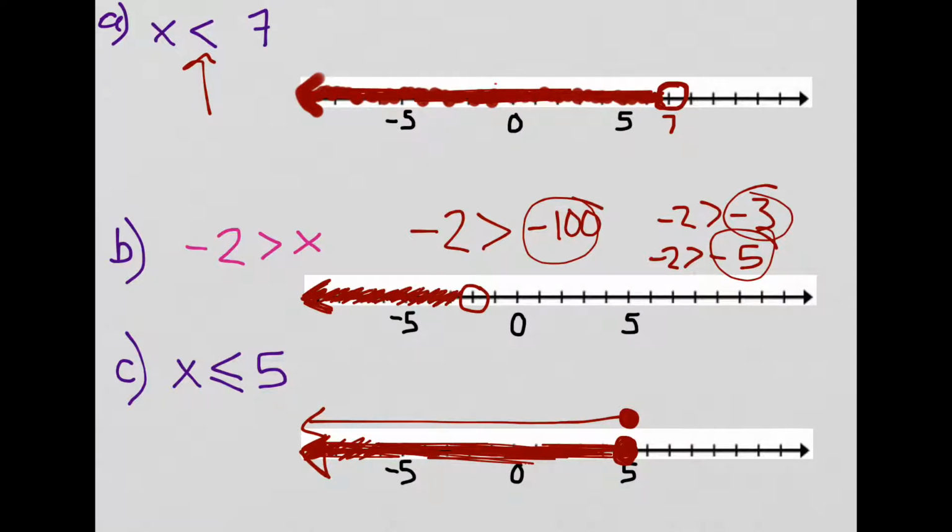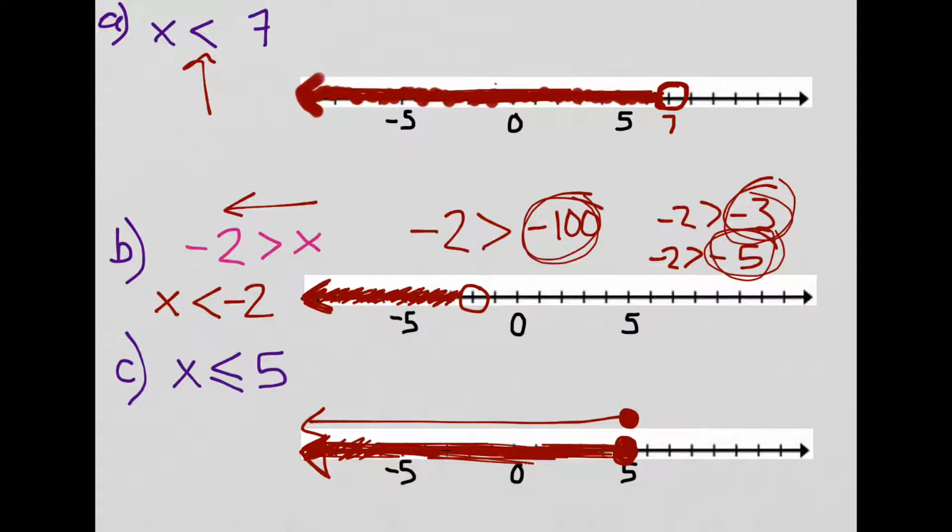I'm shading to the left because if you were to read this inequality from right to left, it would actually say x is less than negative 2. And all these numbers that I've chosen here, negative 100, negative 3, negative 5, those are solutions that are less than negative 2. So please don't just mindlessly shade in the direction of the arrow. It won't work. It'll lead you astray.